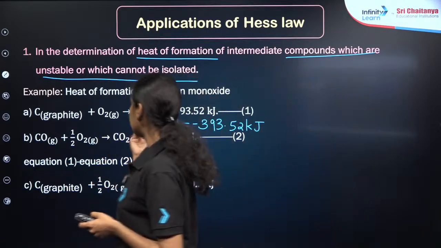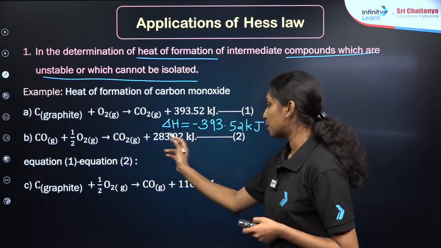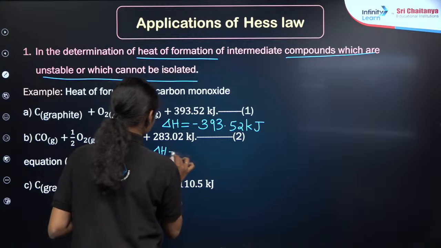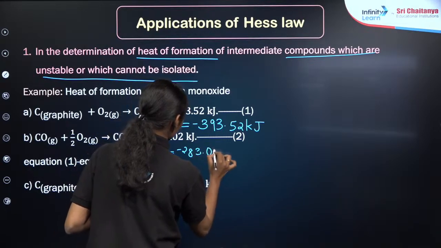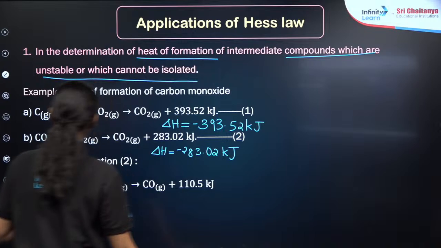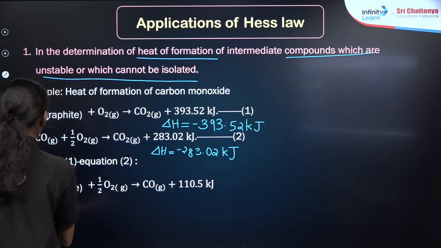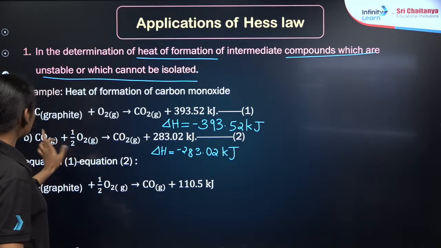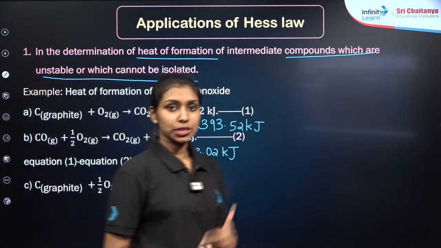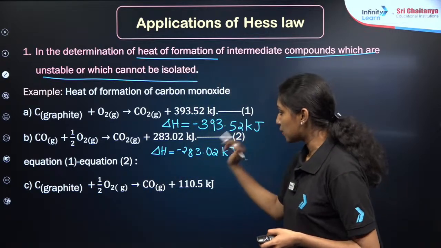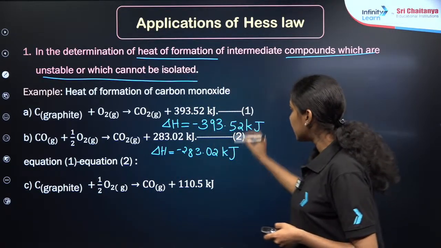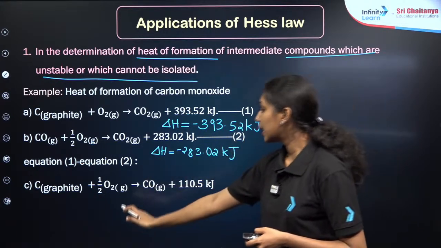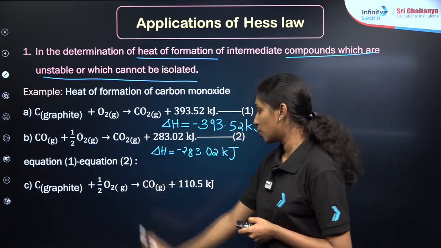Similarly, in the second step, carbon monoxide undergoes combustion to form carbon dioxide, having a delta H value of minus 283.02 kilojoule. So, in order to find the delta H formation of carbon monoxide, because carbon monoxide is the intermediate here, right? In order to find the heat of formation of an intermediate compound, we will use Hess's law of constant heat summation. So we take the difference between these two equations, and you will get the enthalpy of formation of carbon monoxide, right?